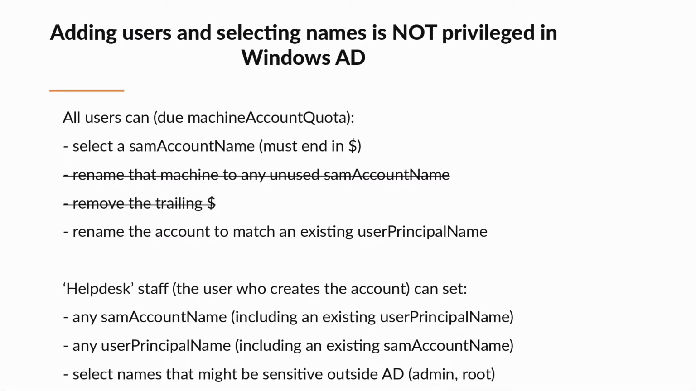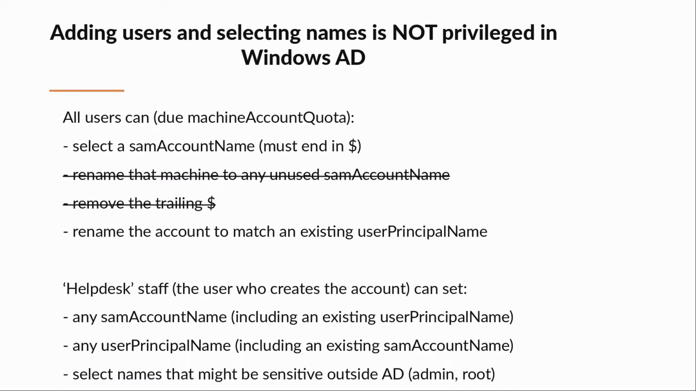Before November 2011, all these things were true. Now, some of them are still true. All users, by default, because of the machine account quota, can select any SAM account name on an account that they can create. So the machine account quota lets you join more machines to the domain. Typically, the group that quota is attached to is everybody. It can be more restricted, but by default, it's everybody. And you can select any username you like, as long as it ends in a dollar.